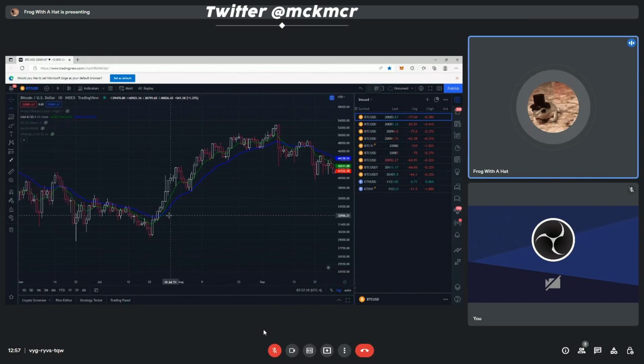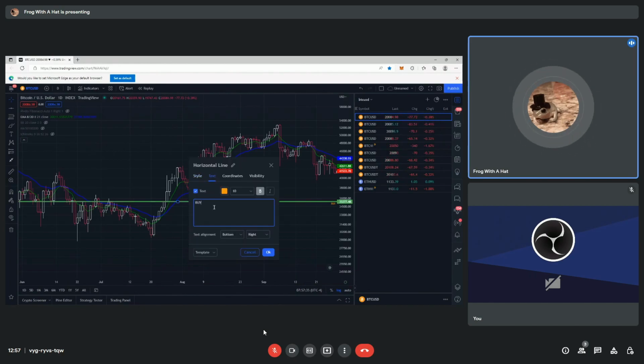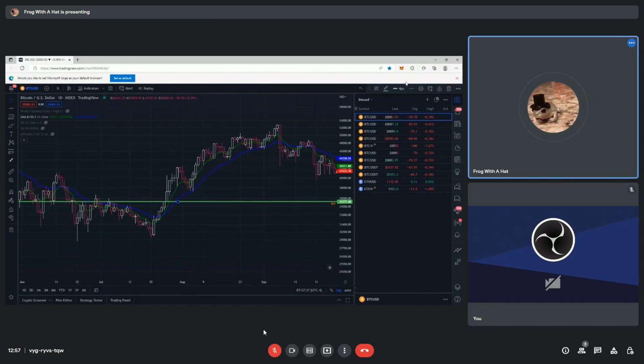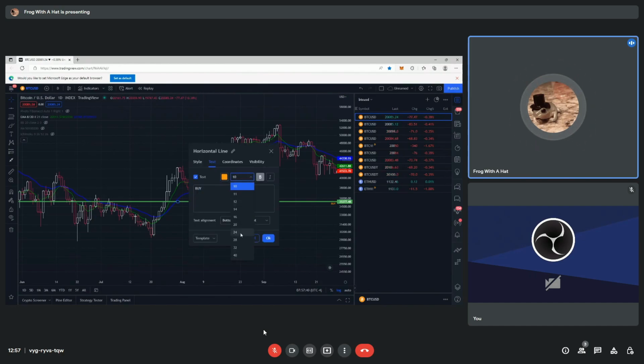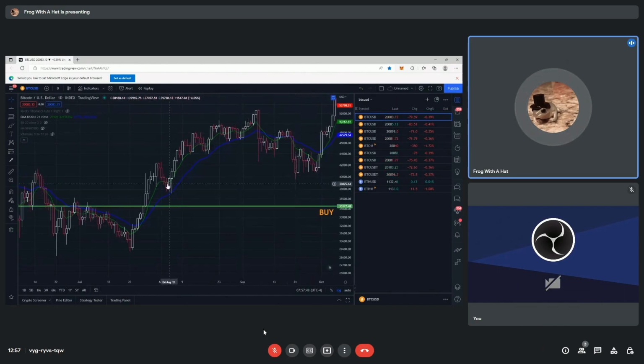So we just bought Bitcoin right here. I'm gonna draw a line. That's the cross right here. That's the second candle. I bought Bitcoin right on the close of the second candle. I make the line a little thicker, make it green, and type in buy. I'm gonna make it a little bigger here. We just bought Bitcoin at $35,377.